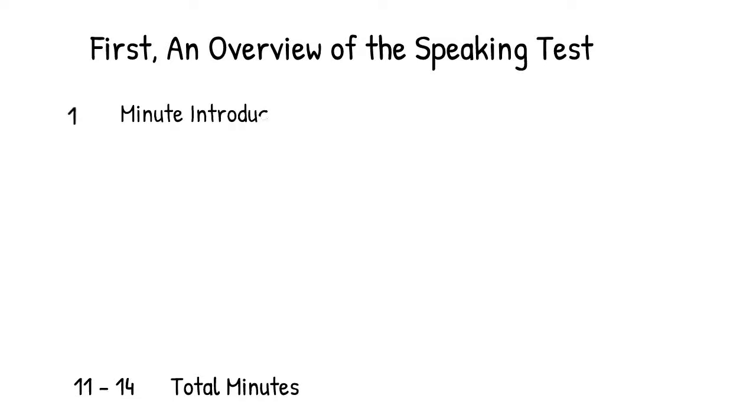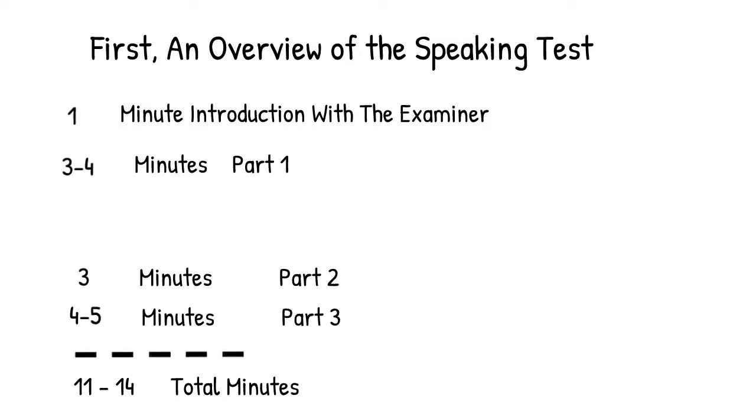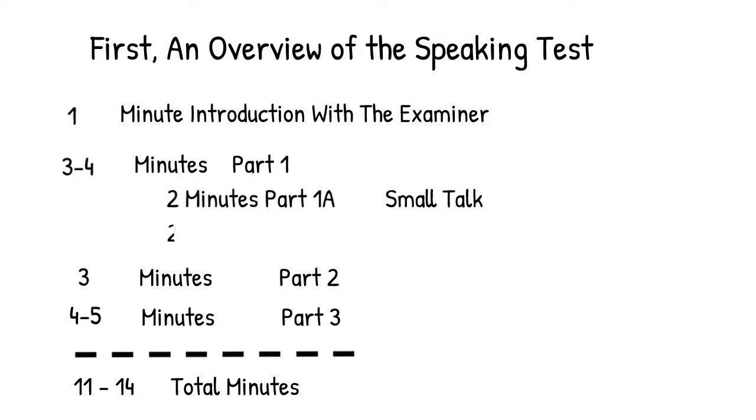First, let's do an overview of the speaking test. The total test is about 11 to 14 minutes, and it's broken down to a number of different categories. The first minute is an introduction with the examiner, and then Part 1 will begin, which is about 3 to 4 minutes long. After Part 1 is Part 2, and it's roughly 3 to 4 minutes long as well. Part 3, additionally, is about 4 to 5 minutes long.